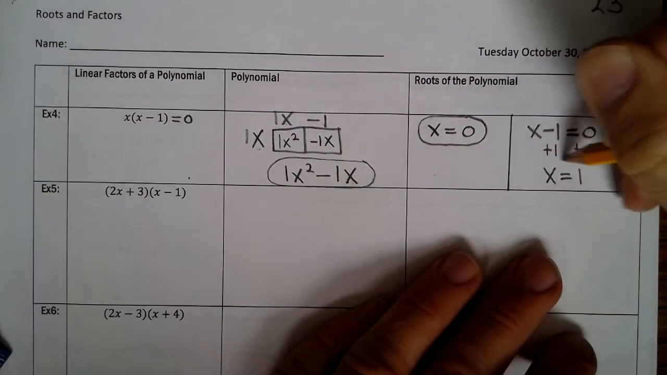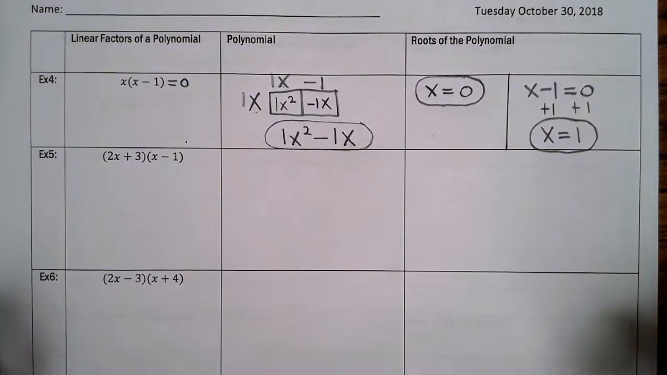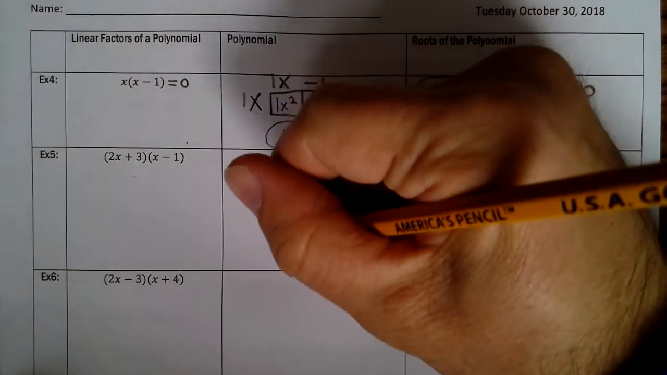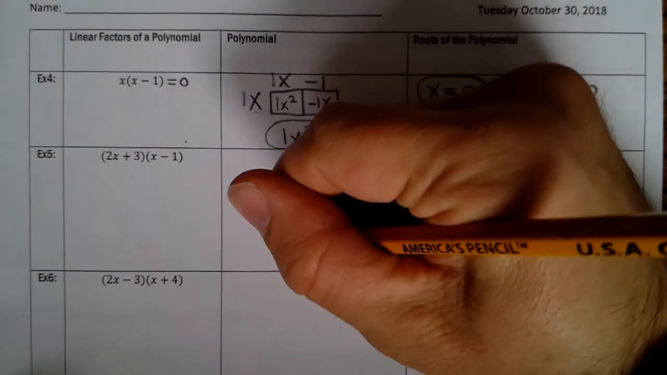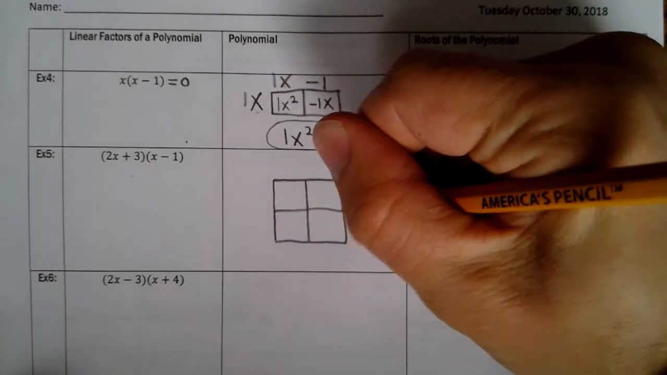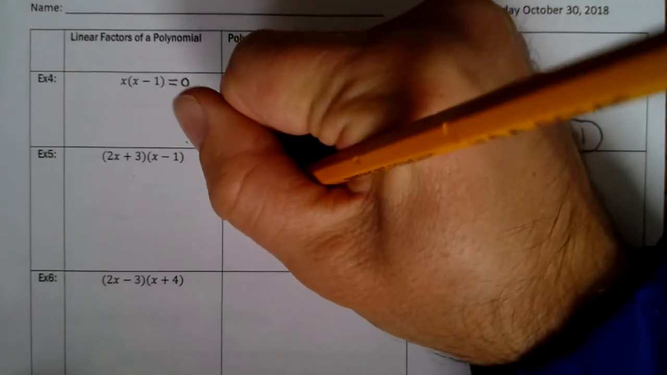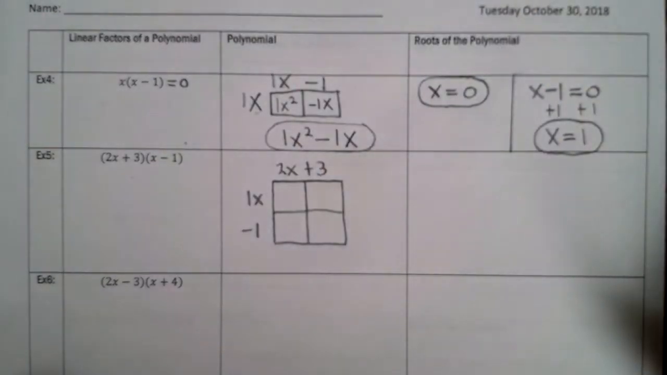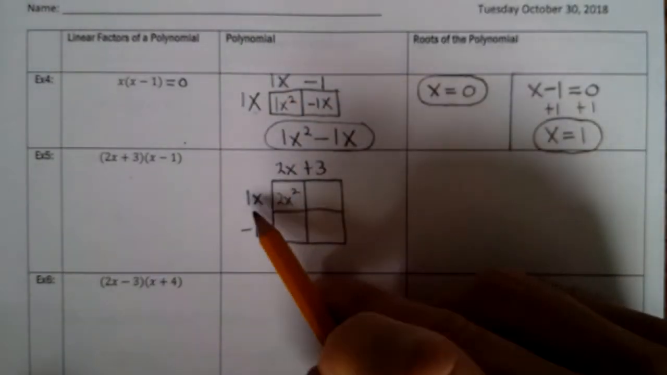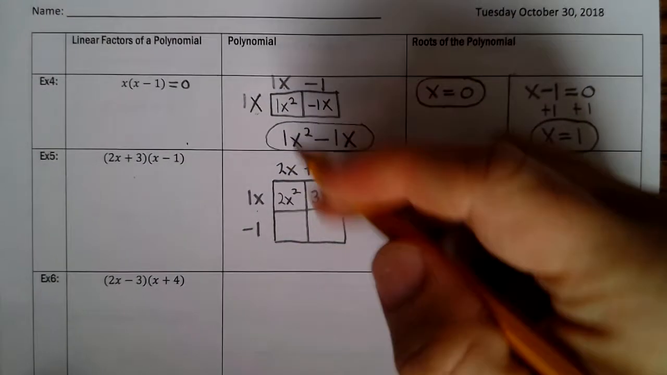All right, so again, we're given the factors and we want to find the polynomial, so we're going to multiply using the box method. So 2x plus 3 times 1x minus 1. So 1x times 2x is 2x squared. 1x times 3 is 3x. Negative 1 times 2 is negative 2x. Negative 1 times 3 is negative 3.